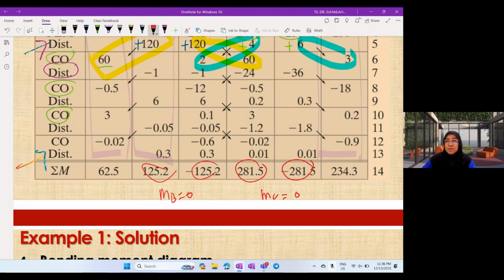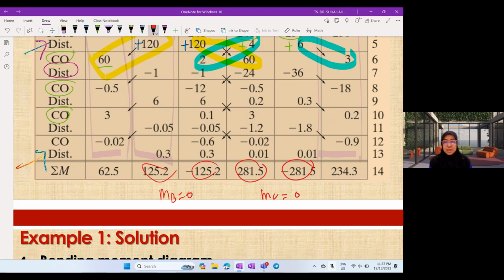It has moment when we analyze it separately. When it becomes MBA, it has value. MBC, it has value. But MBA plus MBC, it is zero. Okay? MBA plus MBC means the value is just opposite value. Opposite sign. One negative, one positive. Because the concept of member end moment, the concept at joint is actually MBA plus MBC is equal to zero. So this is the six member end moments for the given question.